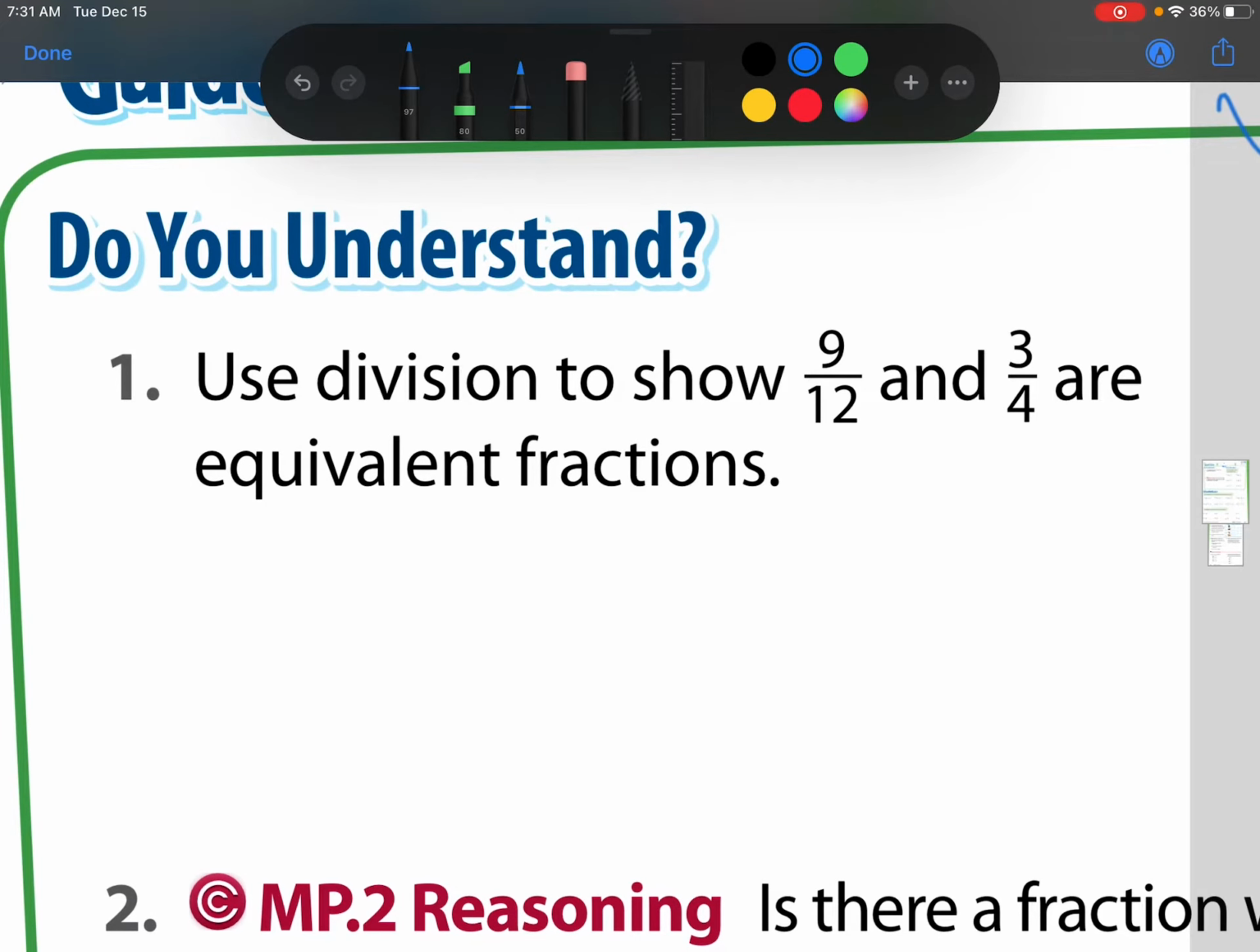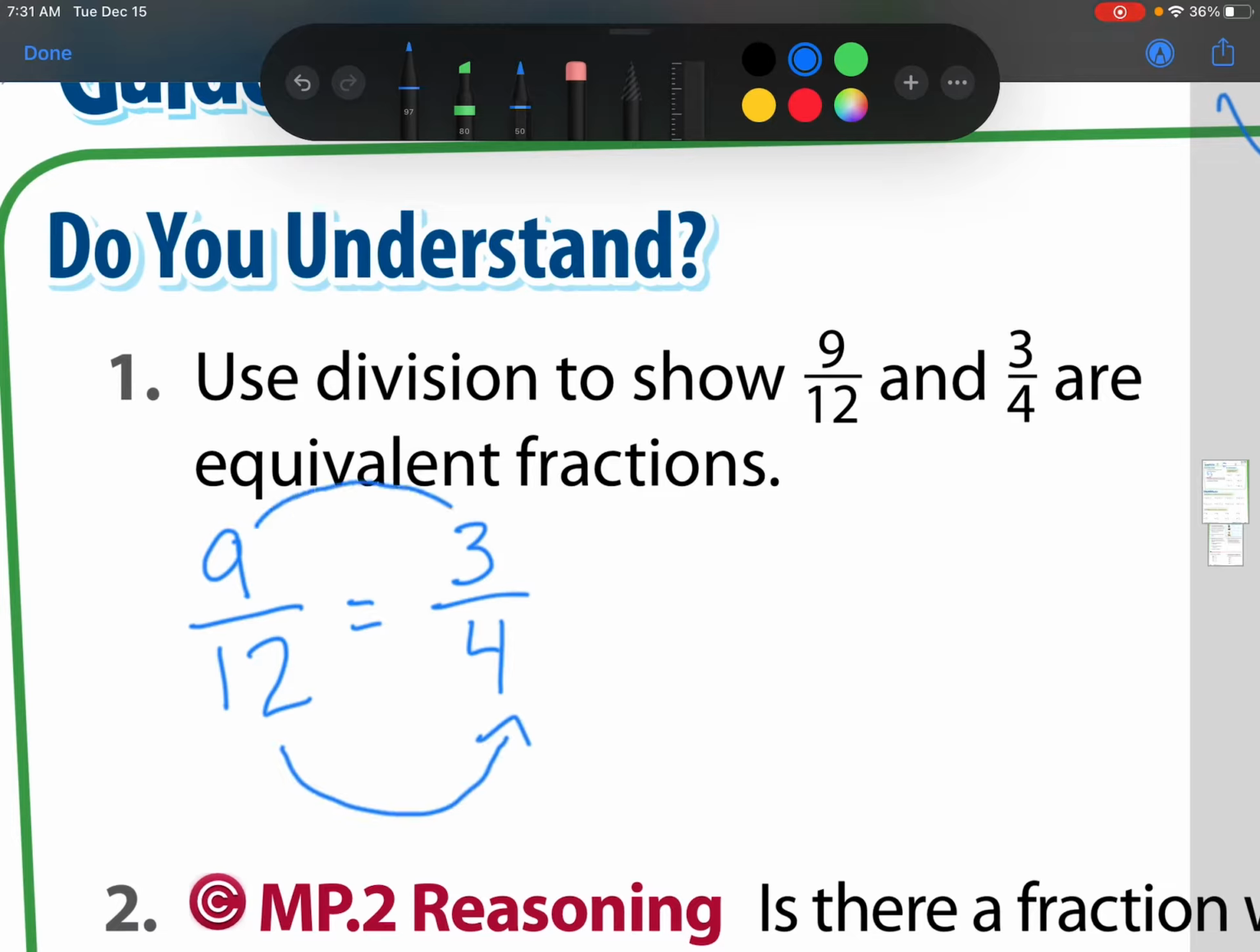It says, use division to show 9/12 and 3/4 are equivalent fractions. So what's nice about this is they're actually telling us that these two fractions are equivalent. They're the same. So we just have to think, how do we get from one to the other? Well, how do we get from 9 to 3? Well, we divided by 3. And then how do we get from 12 to 4? We also divided by 3. So notice, whatever we did to the top, divided by 3, we have to do to the bottom, divide by 3.